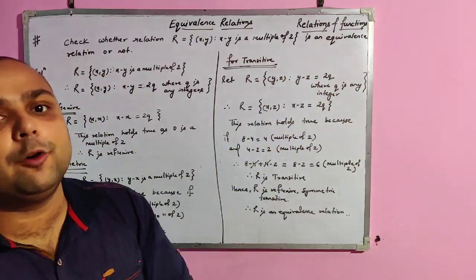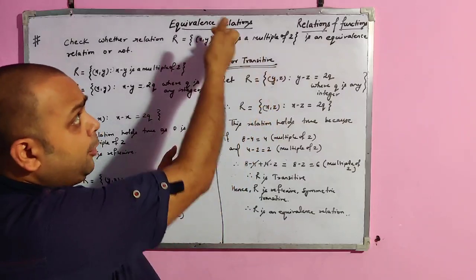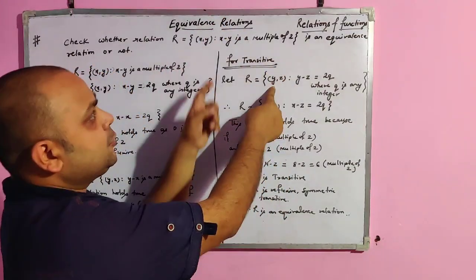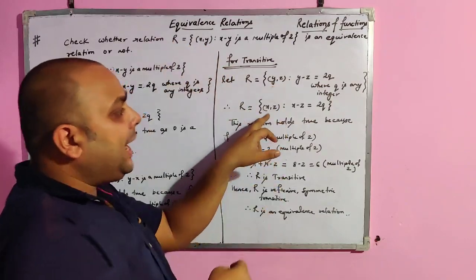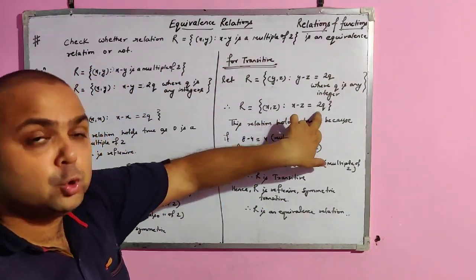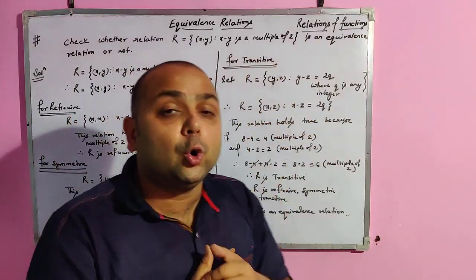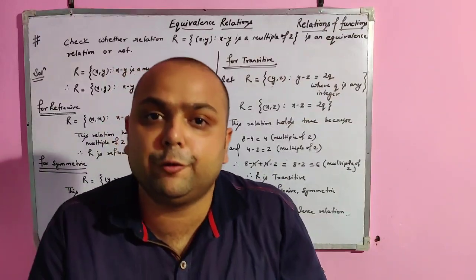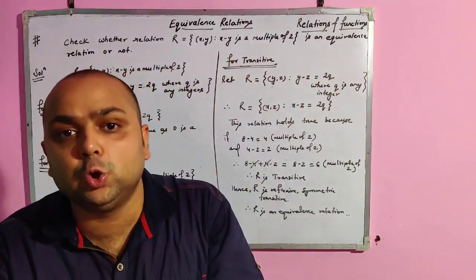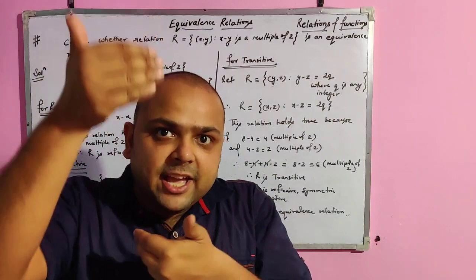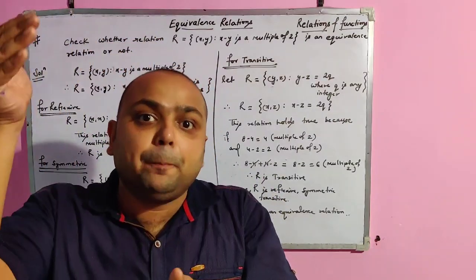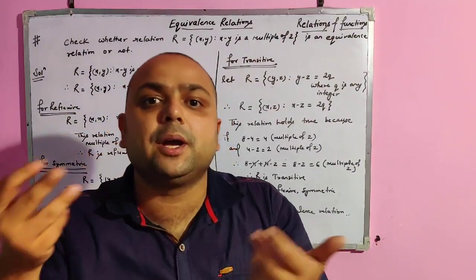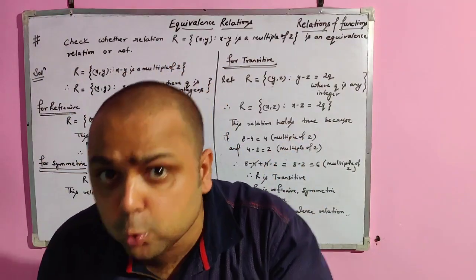that is a multiple of 2. Now from these two relations, what I can make for transitive, (x, z), since y is common in both, so (x, z) such that x minus z equal to 2q. Now this relation also holds true because suppose 8 minus 4 which is equal to 4, a multiple of 2, 4 minus 2 which is equal to 2, a multiple of 2. Then when we add both, 8 minus 4 plus 4 minus 2, 4 and 4 cancel out. 8 minus 2 becomes 6. It is also a multiple of 2.